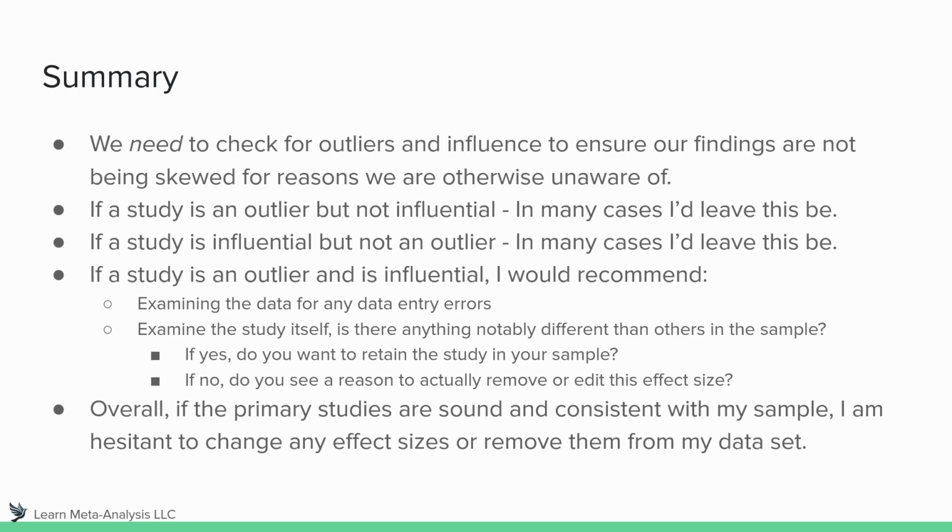So overall, here's my opinion. If the primary studies are sound and consistent with the rest of my sample, I'm really hesitant to change any effect sizes or to remove them from my data set. In my opinion, the overall idea of most meta-analyses is to try and understand the entire field. And if I am arbitrarily changing things or removing things, I do not feel that I am getting that comprehensive coverage of the field that I want. So that is my personal opinion on this right now. It may change with time, but that's where I stand now in 2024.